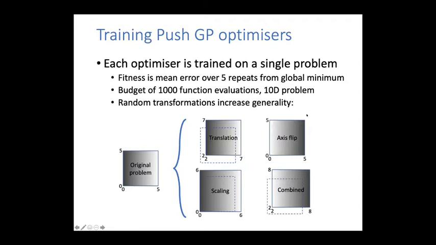And to discourage the optimizers from overfitting the landscape they're trained on, the problem is adapted each time an optimizer is evaluated. Random translations, scalings, and axis flips are applied to each of the dimensions. So the idea is that although it's trained on a single landscape, it will get some kind of generality.